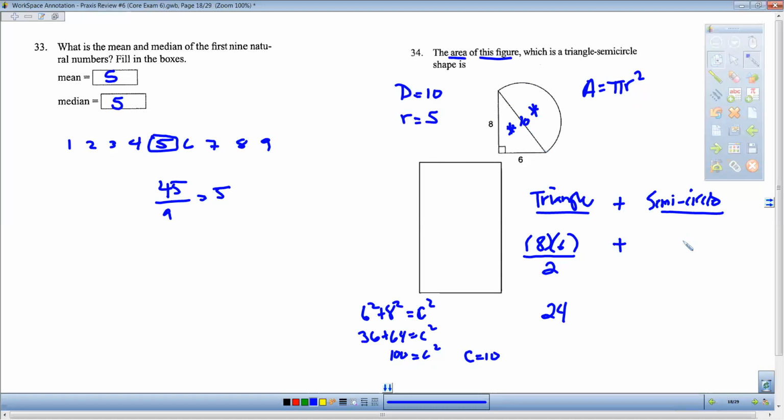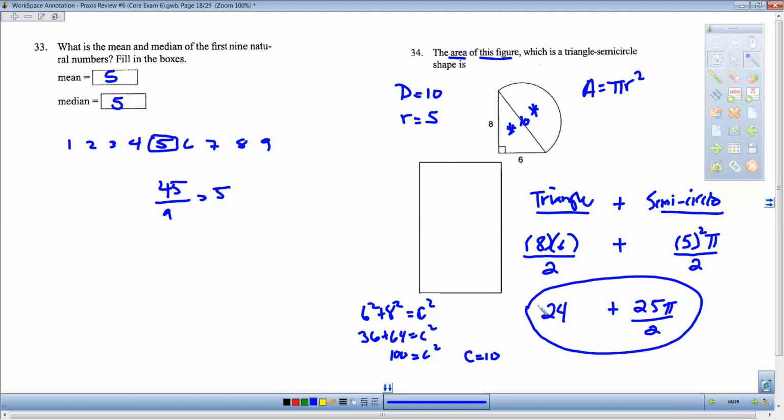So with the semicircle, we know that it's going to be 5 squared times pi, but I want the semicircle, which means I'm going to have to cut it in half. So 5 squared is 25, and I'm going to leave it in terms of pi. So 24 plus 25 pi divided by 2 square units would be the area.